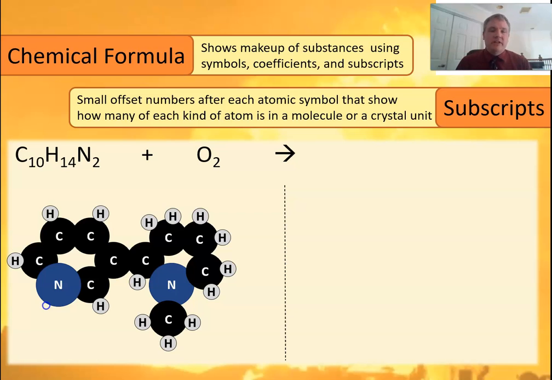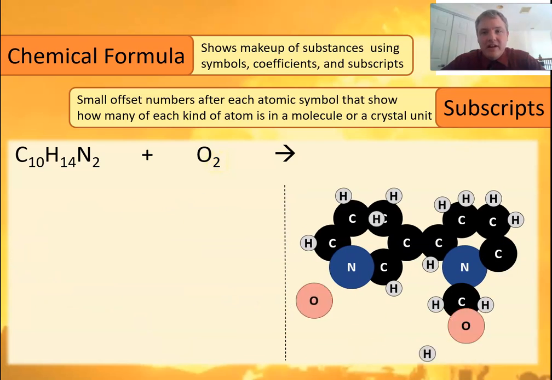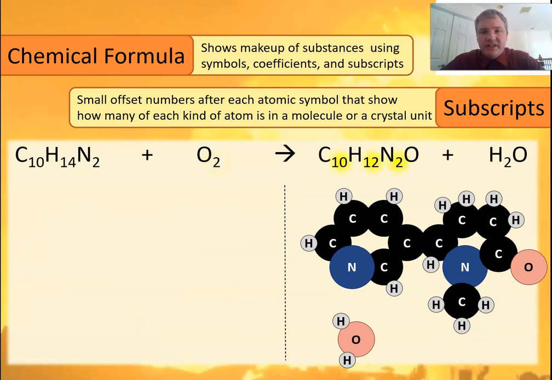First of all, what is an oxygen molecule? Well, it's O2. The 2 subscript means that I must have 2 atoms of oxygen, and the fact that it's together as a single formula means that they have to be bonded together. This is an oxygen molecule. And now, when I combine nicotine and oxygen, they react to form different substances. In this case, they reacted to form C10H12N2O and water, H2O.